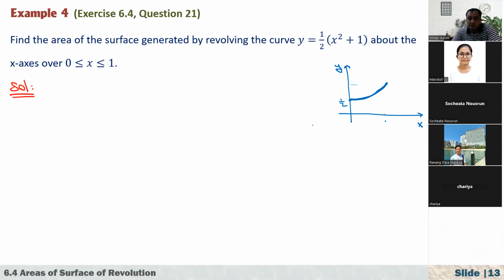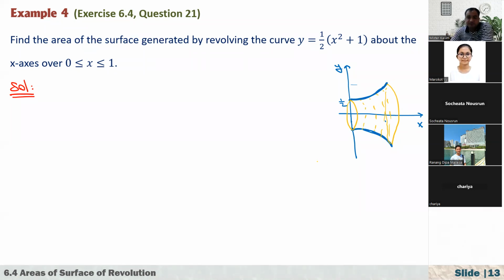All right, so parabola. Now we are revolving this about the x-axis, so here we have again 1 over 2. It will be something like this. If you revolve this about the x-axis, you will get a kind of container.